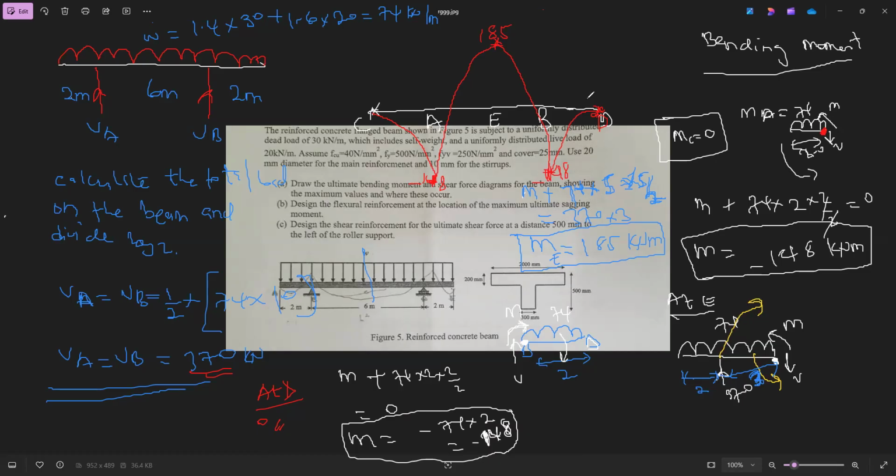If you do something like this, at least you get your 10 marks. So quickly, let's keep the values and move on. This is the sagging, the 185 kilonewton meter.